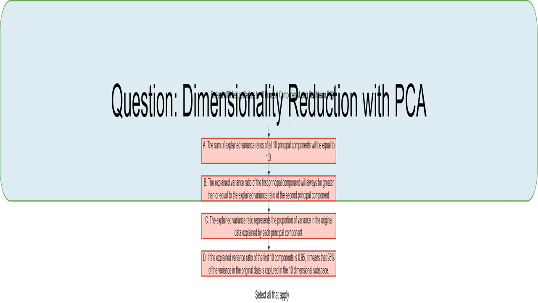This question tests your understanding of principal component analysis, PCA, a technique I use to reduce the number of variables in a dataset while retaining most of the important information. I'm focusing on how to interpret the results of PCA using the explained variance ratio.